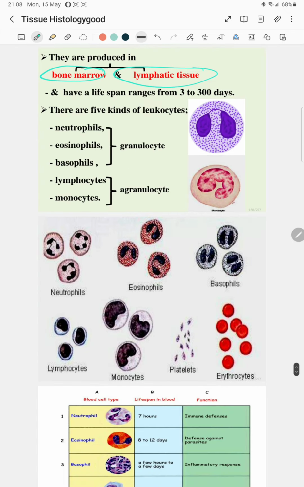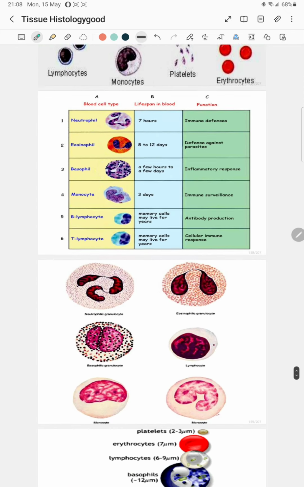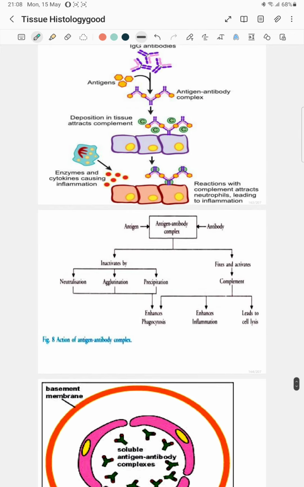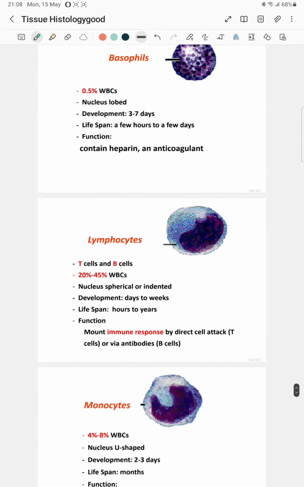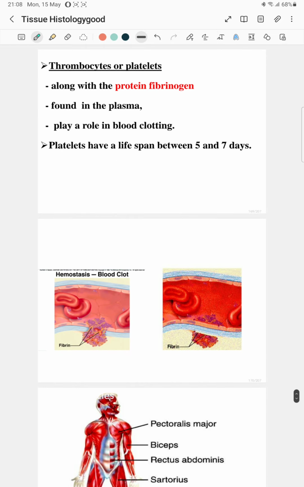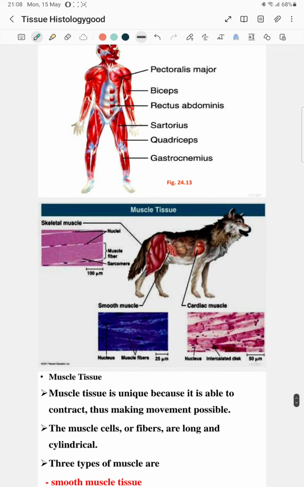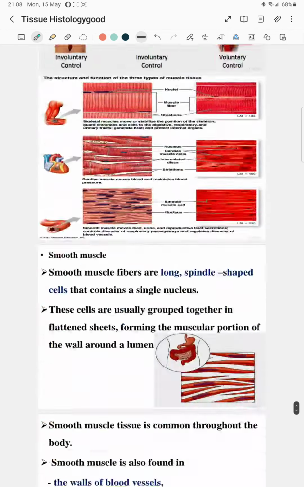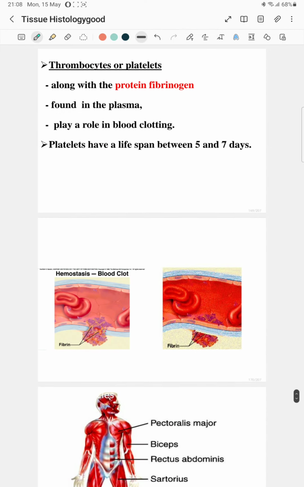These are different types of WBCs we have in our body: neutrophil, eosinophil, basophil, lymphocyte, monocyte. Lymph, it seems like this video doesn't have lymph.